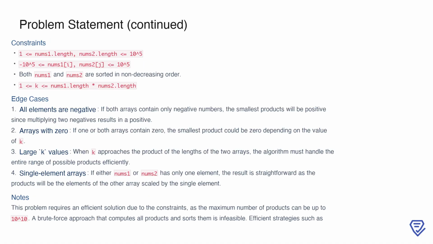In the third example, the input consists of nums1 equals 1, 7, 10, nums2 equals 2, 3, 6, 8, and k equals 10. The output is 30. Here, we compute all possible products of pairs from the two arrays, sort them, and identify the 10th smallest product. While the explanation doesn't detail each individual product, the process remains the same: calculate all combinations, sort them, and access the kth product in the sorted list. This example illustrates how the approach scales to larger arrays and higher values of k.